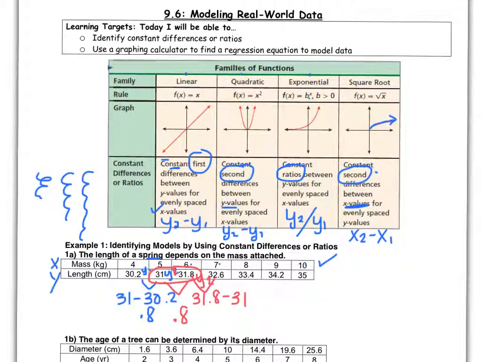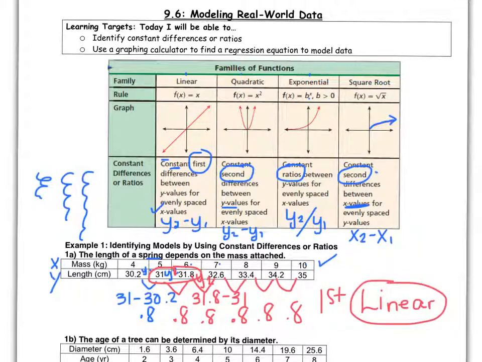We can do it for the next two, and the next two, and the next two, and the next two, always doing the second one minus the first one. And when you do that, you get 0.8 every single time. So since we got the same number on the first try, the first differences were constant, we can say this is a linear function. If you were to plot those points and make a graph, it would be a straight line. So basically, that spring gets about 0.8 centimeters longer every time you add 1 kilogram of mass to it.